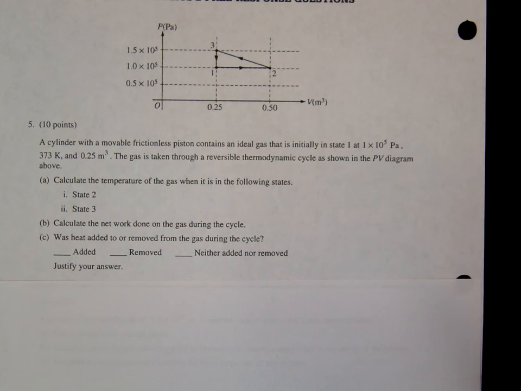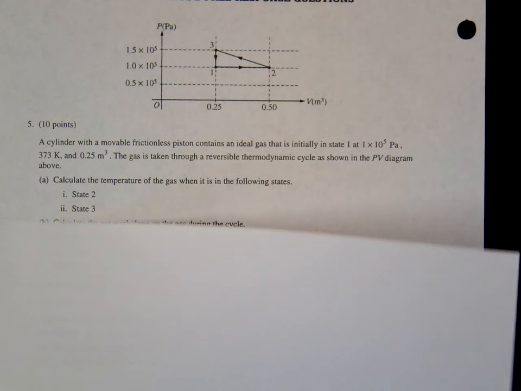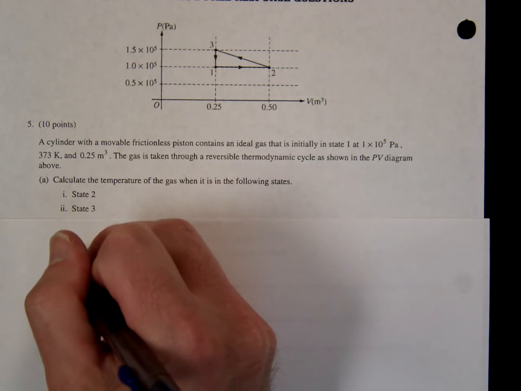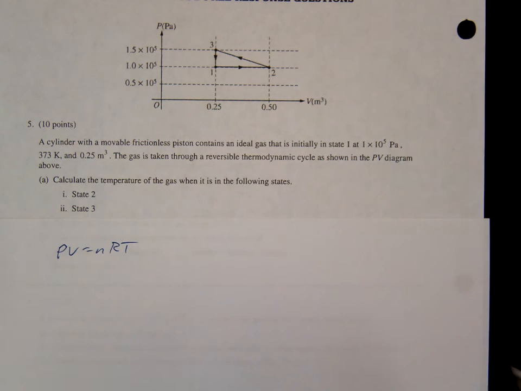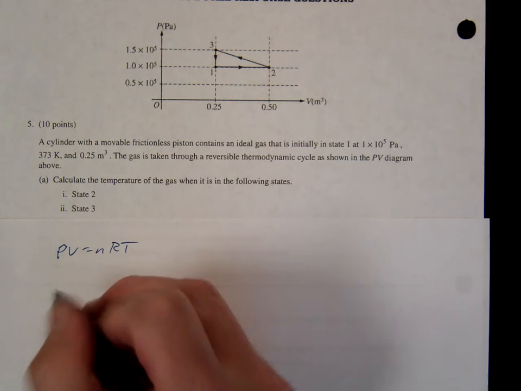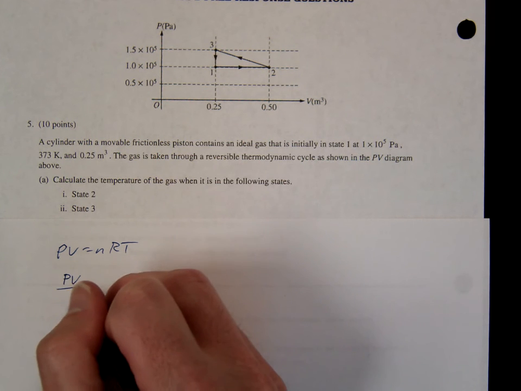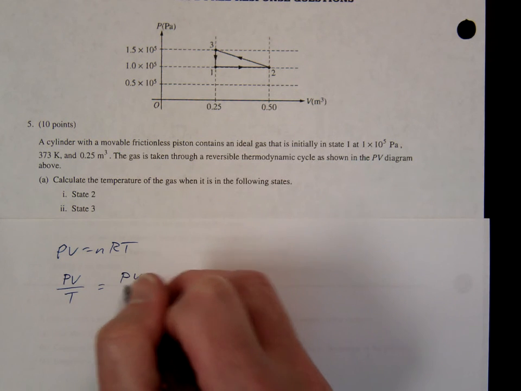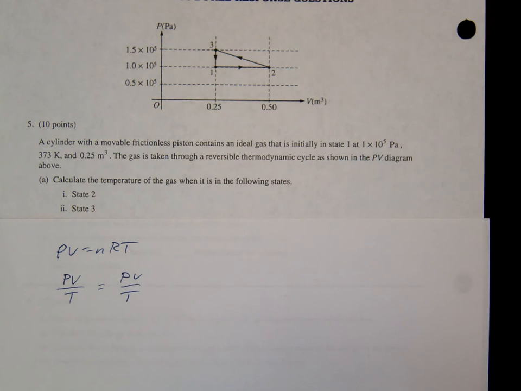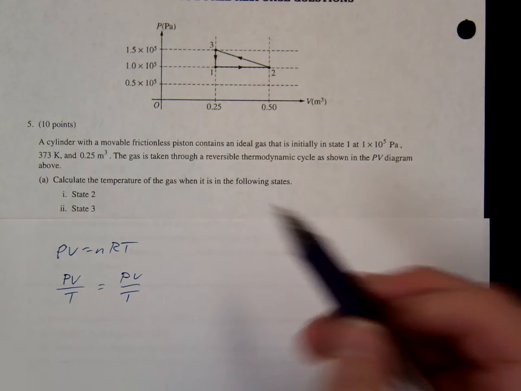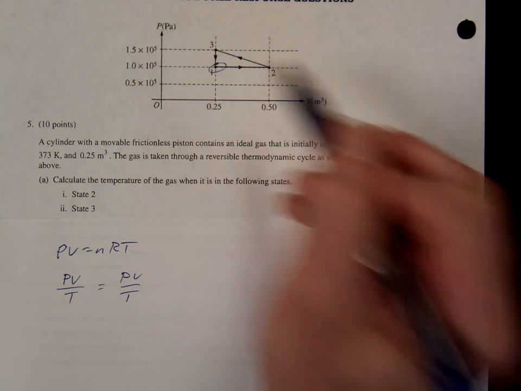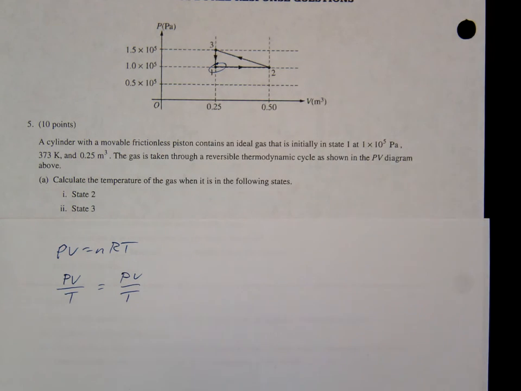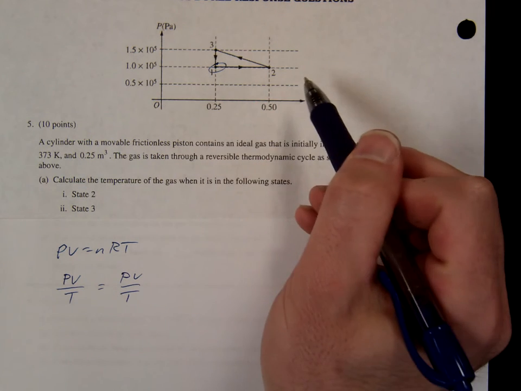There's really two ways to solve this problem, the long way and the short way. For me, the short way is to remember that we're going to use PV equals nRT. Since n and R are constant, we can simply say PV over T should equal PV over T, right? In this particular problem, for state 2, what did they tell us? State 1? They told us state 1. For state 2, something else is constant. What else is constant?